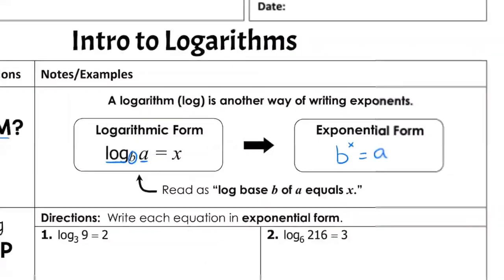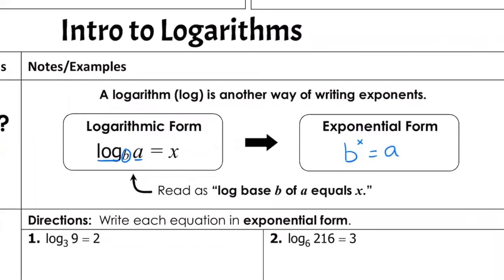And if you notice, it matches the exponential form. The base of the exponent right here is b. The base of the log is b. The exponent is x. That's what the log equals to. The log equals to x because log just means exponent. So the log equals the exponent. And then what we're taking the log of, a, is what this whole exponential equals to.